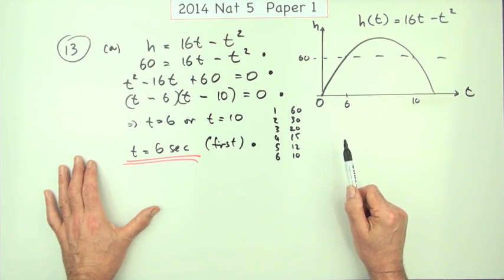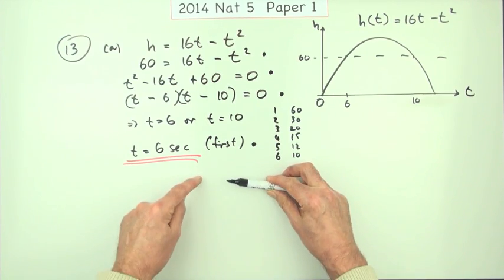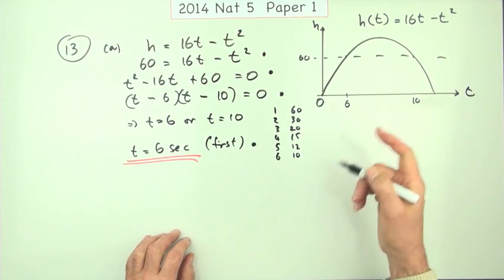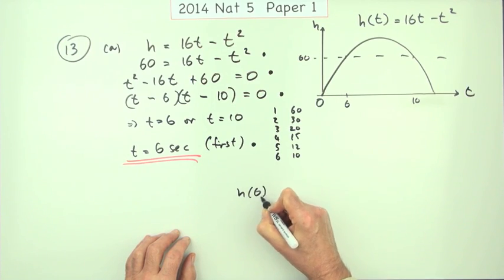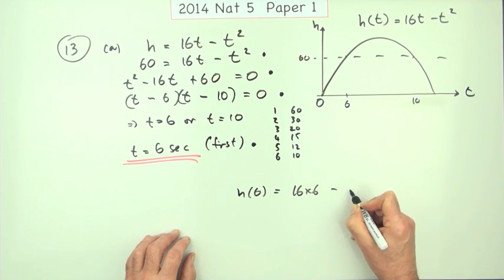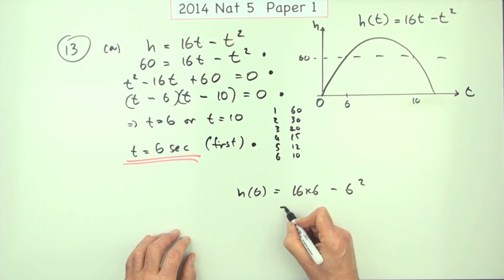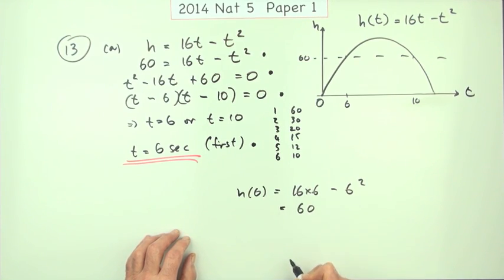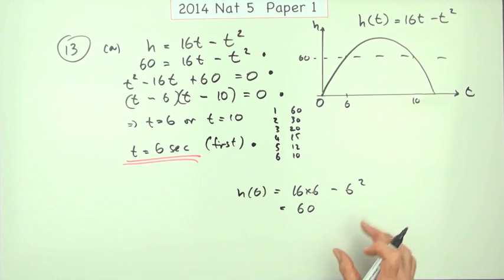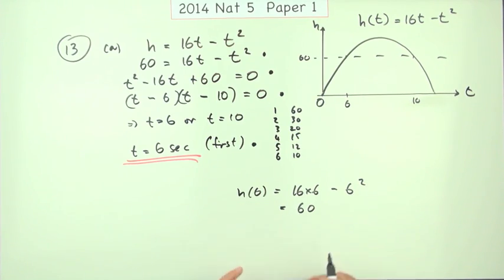If you're going to use trial and error, then you have to show several attempts at it. If you just said, oh, 6 works, and said, right, if I put 6 in, that gives me 16 times 6 minus 6 squared, which does in fact come to 60. If that's all you write, you'd only get 1 out of 4, because there's only the one attempt, you've not actually stated the answer.